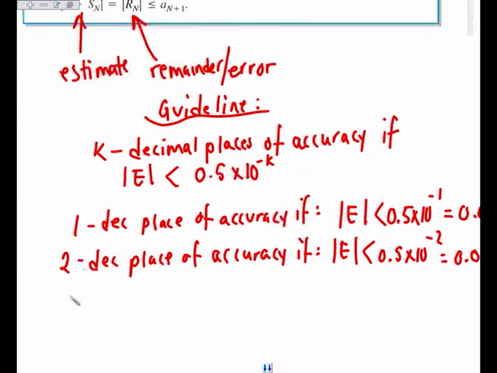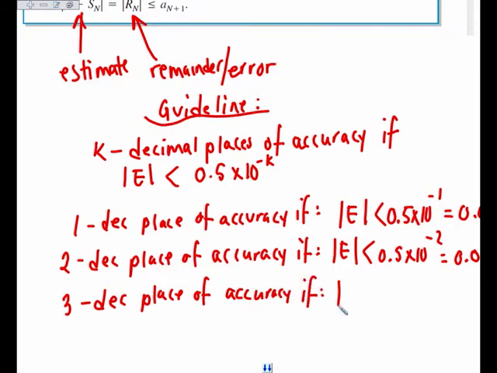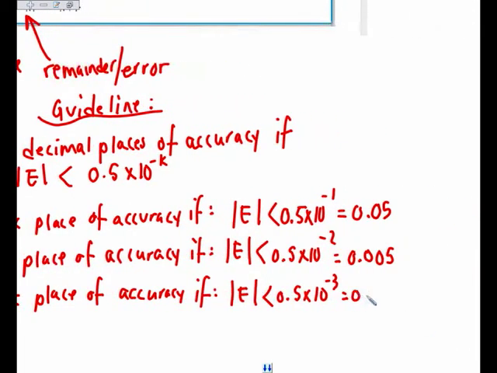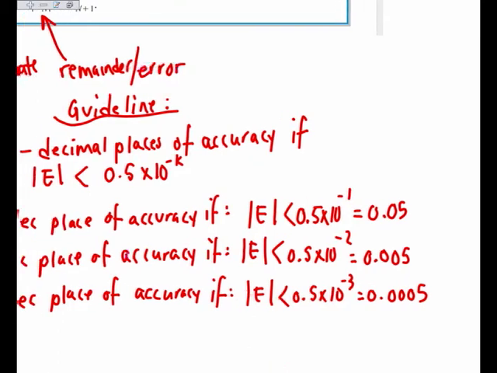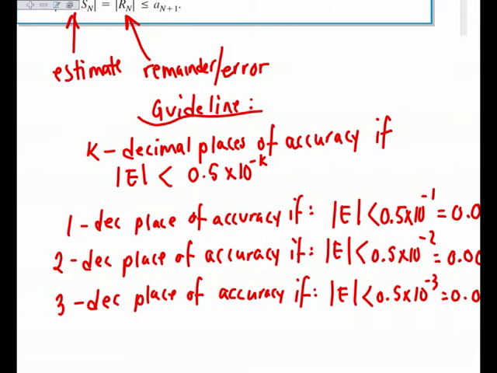If we wanted 3 decimal places of accuracy, then we need the absolute value of our error to be less than 0.5 times 10 to the negative 3, which is equal to 0.0005. And this is the pattern that we would employ to try to find a specific level of accuracy.